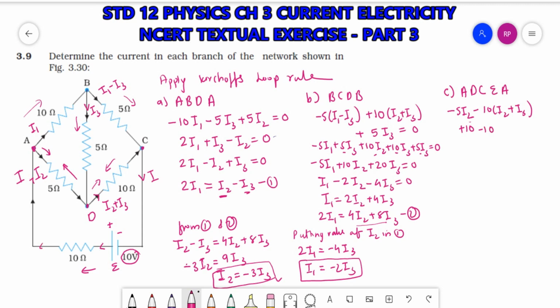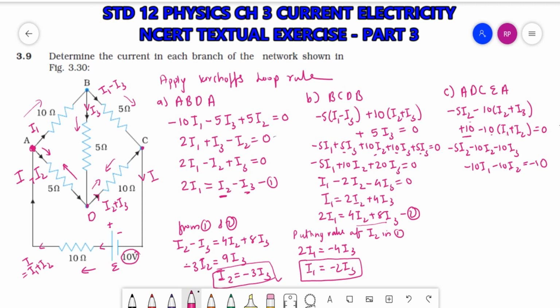Now what is the current here? I, and I is equal to I1 plus I2. So I will write down I1 plus I2. Reaching back to point A, so this will be equal to 0. Minus 5I2 minus 10I2 minus 10I3. Let's take this minus 10 on the other side. So minus 10I1 minus 10I2, that is equal to minus 10.